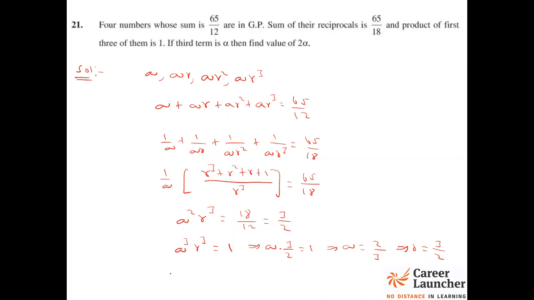The third term is alpha, so we need to find 2 alpha. So 2 times the third term is 2 times A into R square. We have got A into R is 1, so it will become 2R. 2R is nothing but 3. So 3 will be the answer for this.